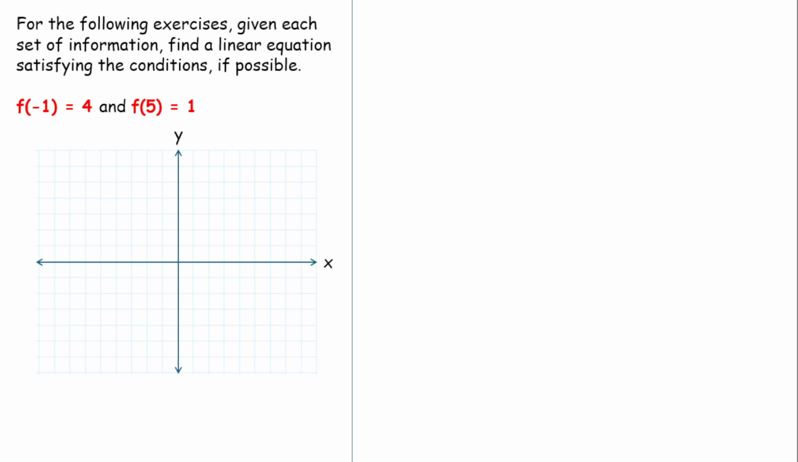For the following exercises, given each set of information, find a linear equation satisfying the condition if possible. So we are given that f(-1) is equal to 4 and f(5) equals 1. Okay, let's remember that y is equal to a function of x, or f(x) here.